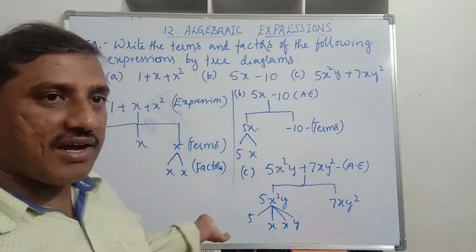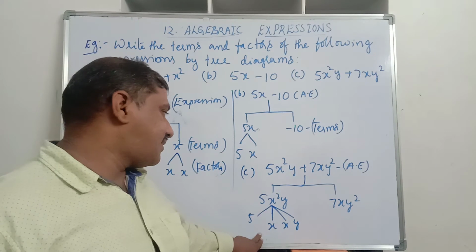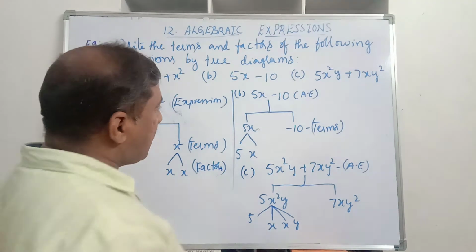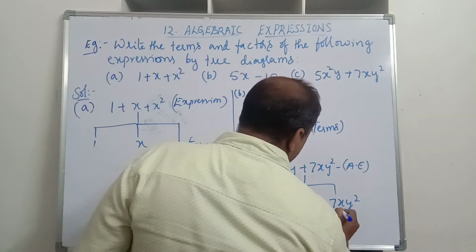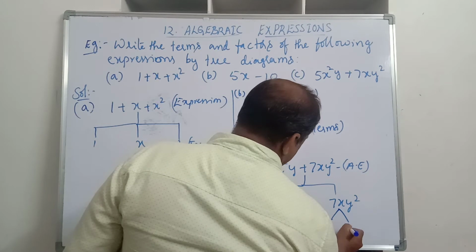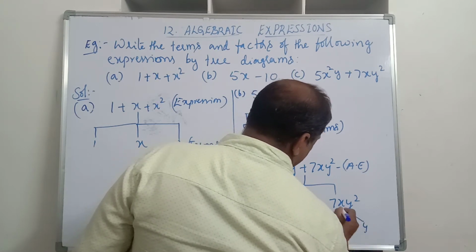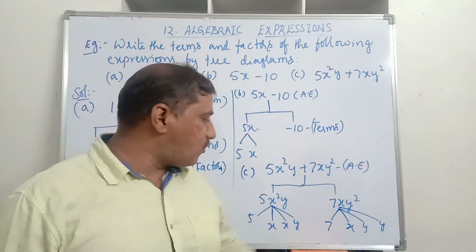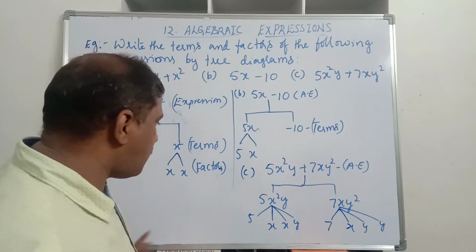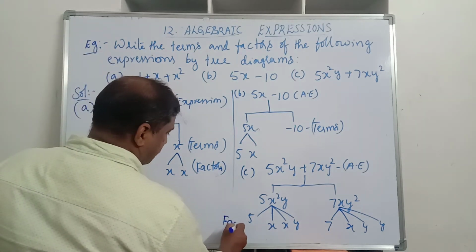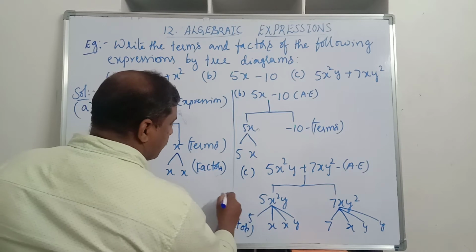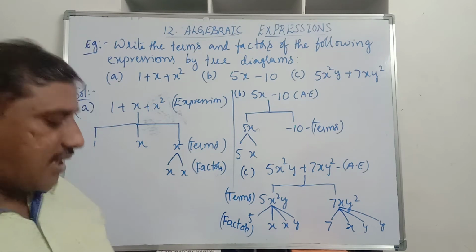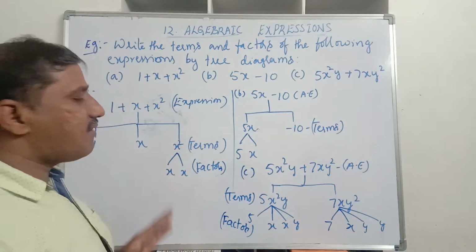So the factors of 5x square y are 5, x, x and y. Similarly, for 7xy square the factors are 7, x, and y square means y into y. So 7 into x into y into y. Now this last step gives what we call factors, and these are known as terms. Like this we can express terms and factors from algebraic expressions.